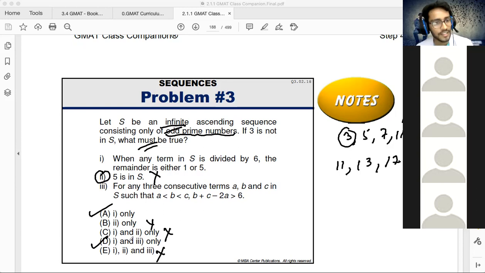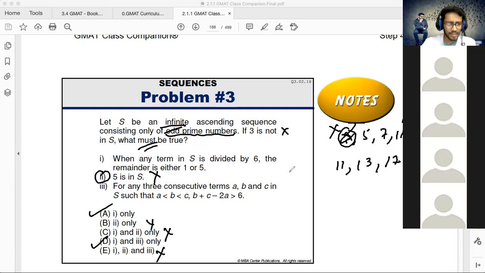Now you have to just check 1 and 3. It's given 3 is not in S. Infinite ascending sequence consisting of odd prime numbers, 3 is not there. Nowhere has it said that you have to start from the smallest one. If it said let S be an infinite ascending sequence consisting only of odd prime numbers starting from the minimum, then we'd say from 5. But nowhere does it say so. So I can start from 7, I can start from 13, I can start from 19. So 2 would not be there.